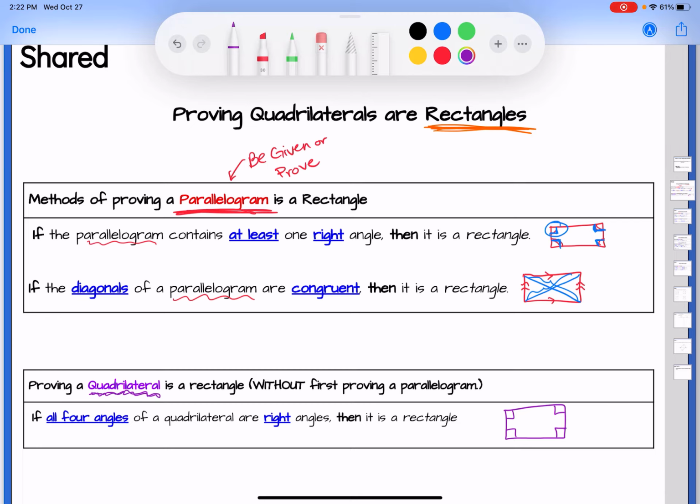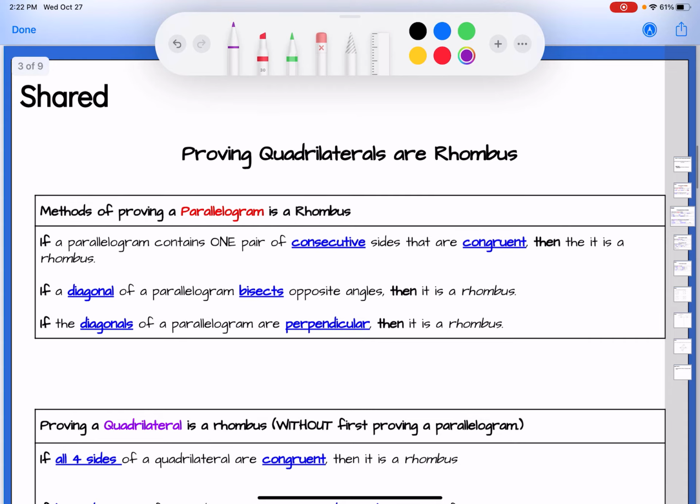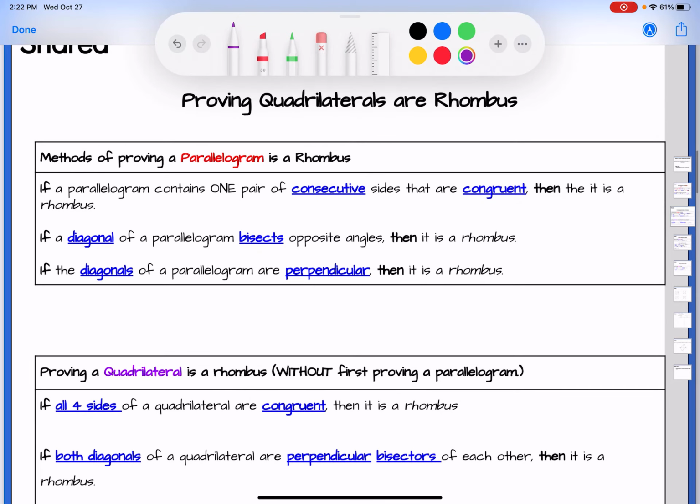So those are the 3 ways of proving that I have a rectangle. Same idea here now with a rhombus. So again, the rhombus is in the parallelogram family tree. So one way is to prove or be given that you have a parallelogram first. Or what about if I don't even know it's a parallelogram, right? So the first one's here: be given or prove that we have a parallelogram first.